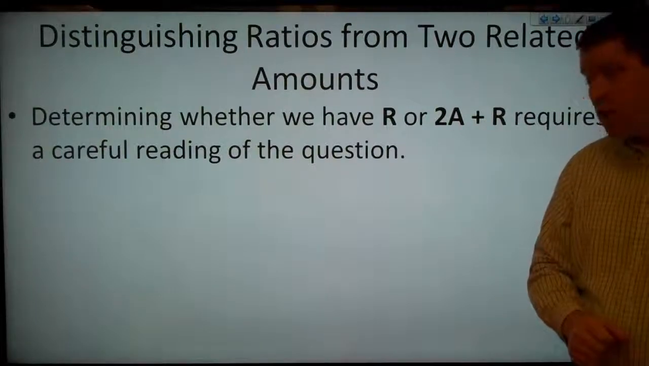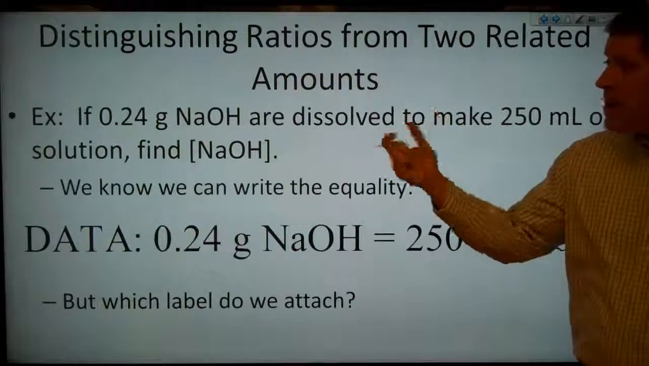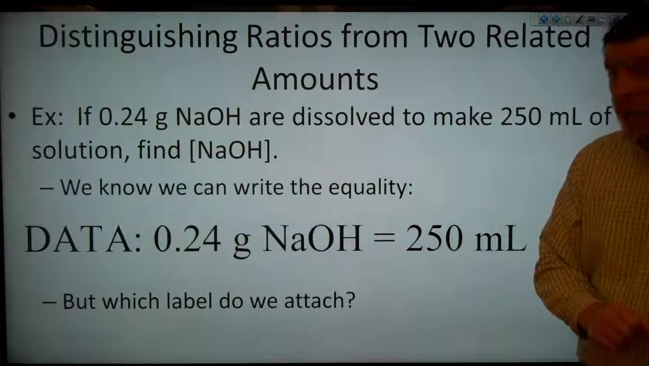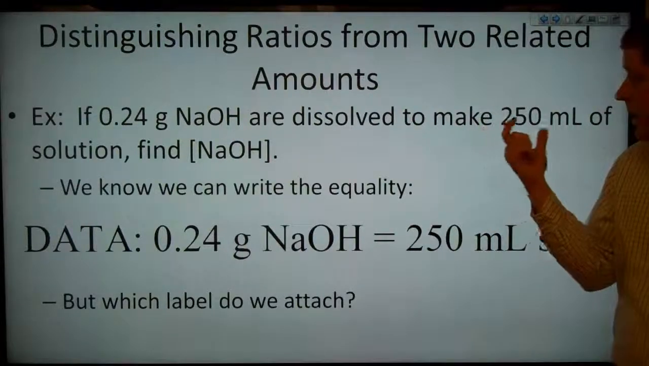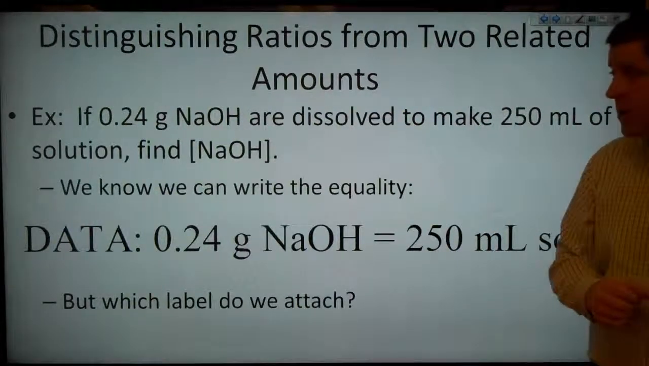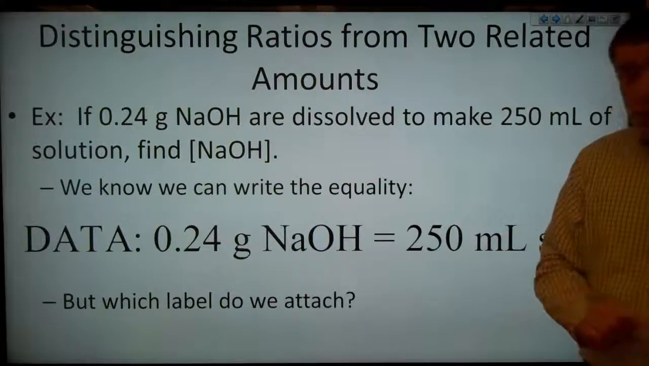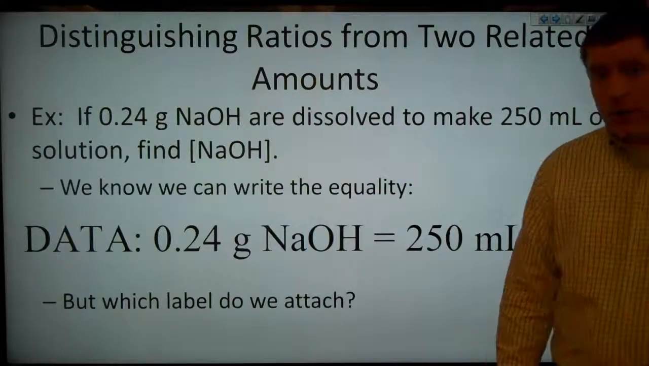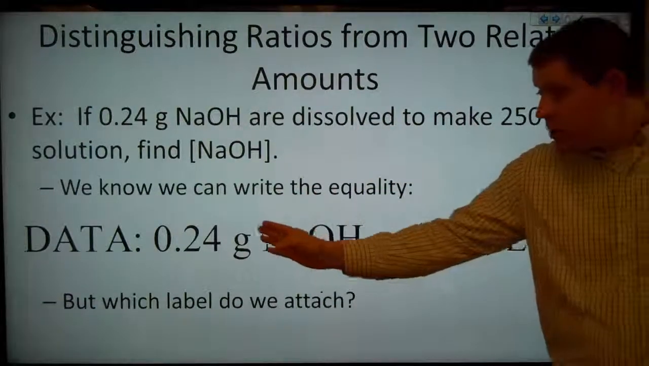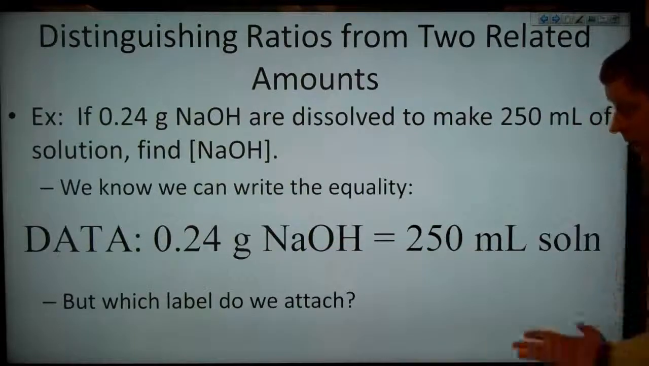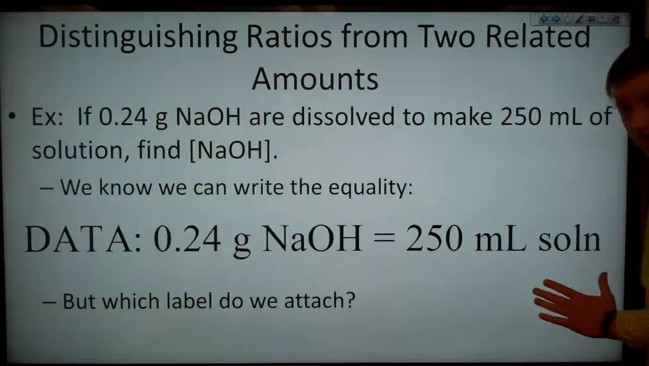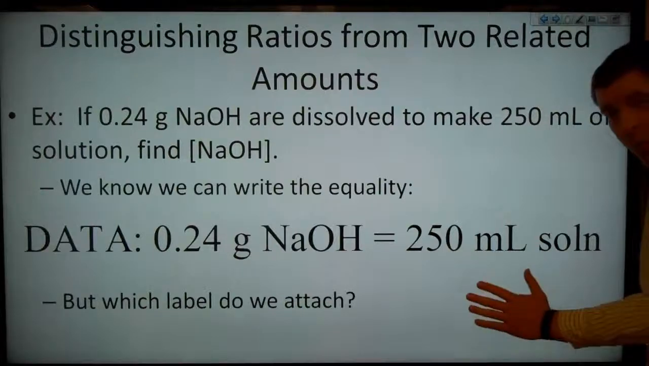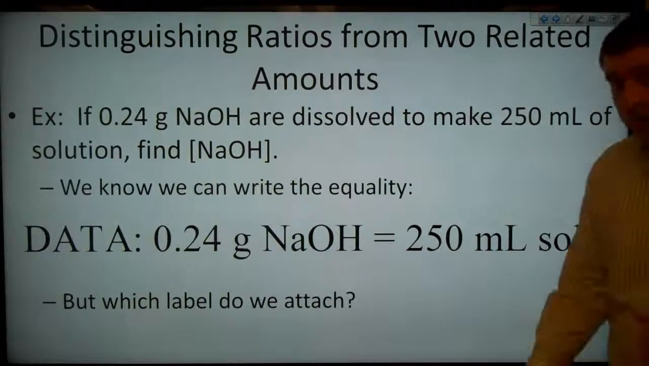So determining whether we have the ratio or 2 amounts plus a ratio requires a very careful reading of the question. For example, if 0.24 grams of sodium hydroxide are dissolved to make 250 milliliters of solution, find the sodium hydroxide concentration. So we know that we can write the equality 0.24 grams of sodium hydroxide equals 250 milliliters of solution. But which label do we want to attach here?